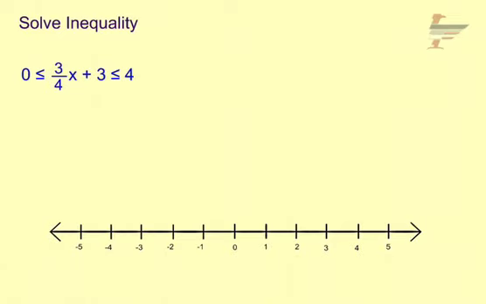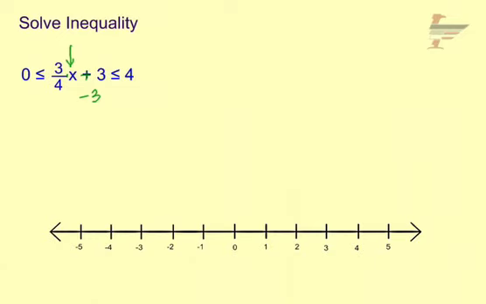To solve this inequality and then place our solution on the number line, we need to get the x by itself. So we look at our inequality, find where x is, and we need to get that alone. So we have 3/4 times x plus 3. The plus 3 we have to take care of first, and to make that go away, the opposite of adding is subtracting, so we subtract 3 here.